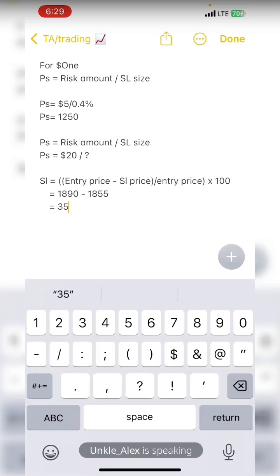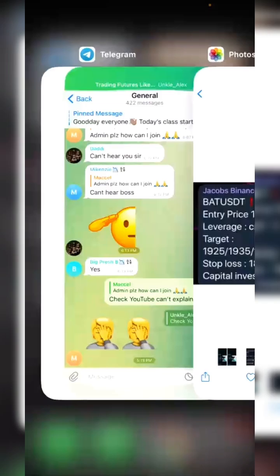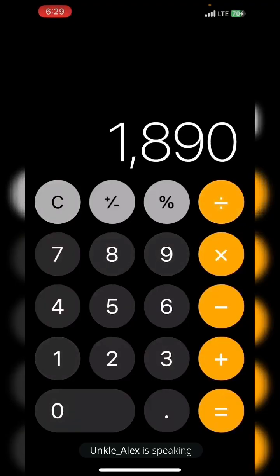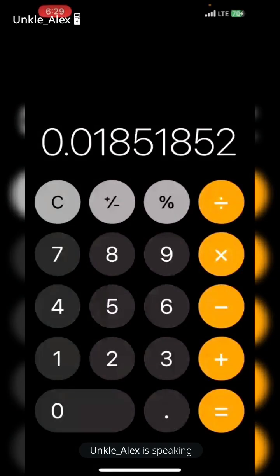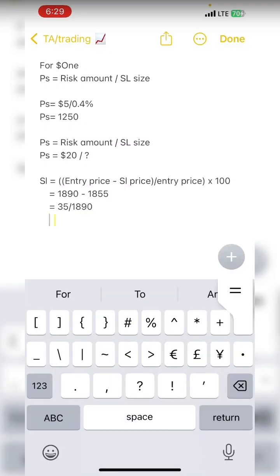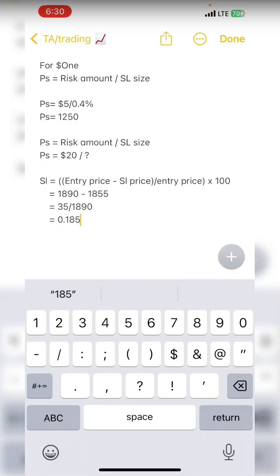Now, this amount you get, you divide it by your entry price, which is 1890. So 35 divided by 1890 equals 0.185. That is what we got. So now this is our answer. Now what do we do? We multiply it by 100 to get the percentage.